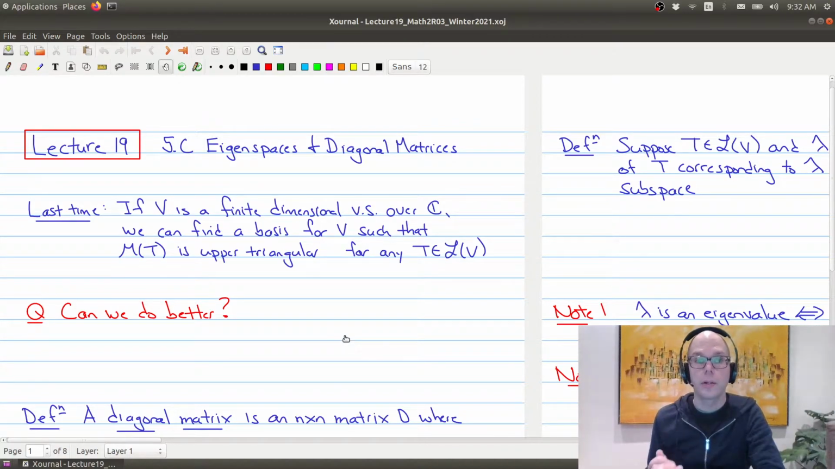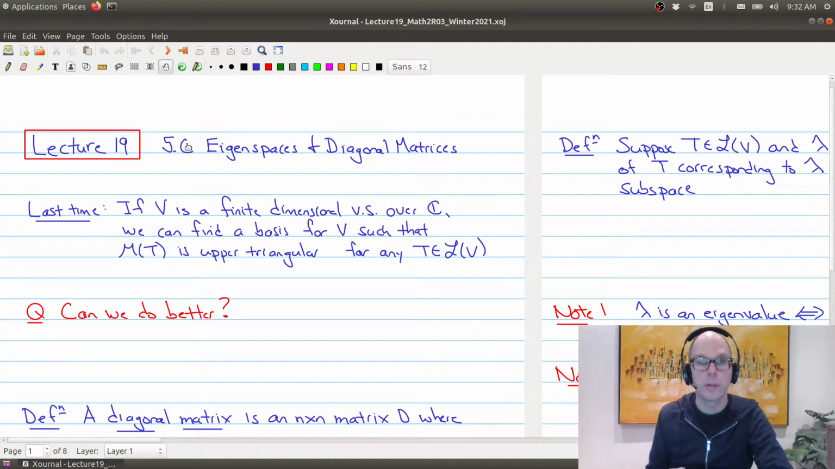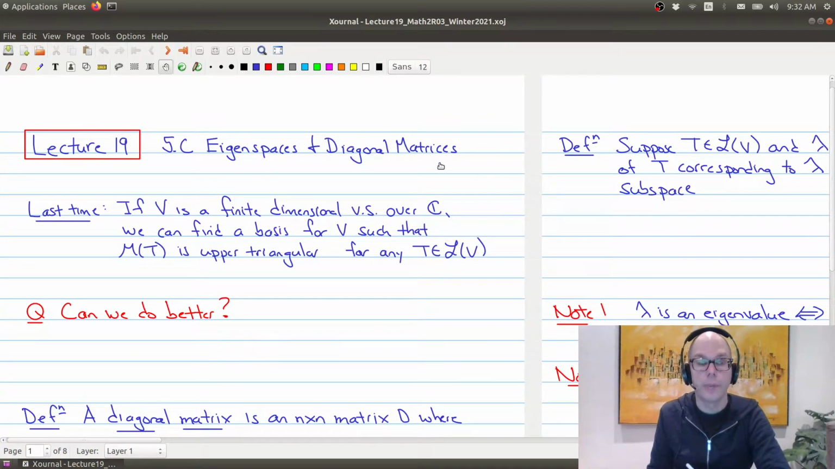In today's lecture, we're going to look at section 5.C of the textbook. This is near the end of chapter 5. In particular, we're going to introduce eigenspaces and diagonal matrices. When you're looking at this section, you want to think back to Math 1B03 where you learned about the diagonalization of a matrix. And that's the main theme for today's lecture.